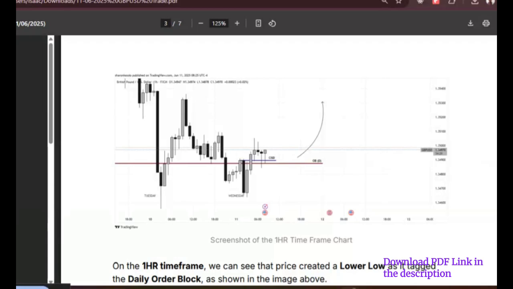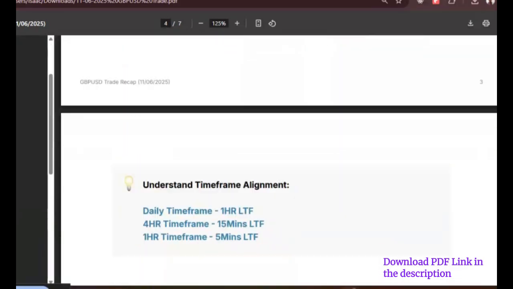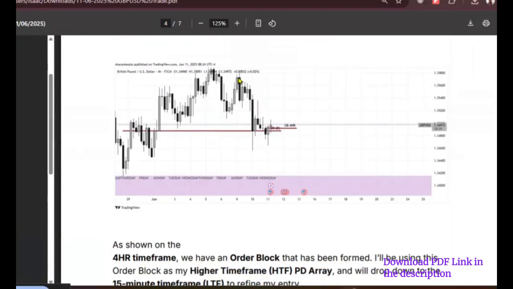So because I've already confirmed that price has respected my higher time frame PDRA and we are ready to reverse, I decided to use the 4 hour now to look for any PDRA in line with my bias, which means I'm looking for any bullish PDRA where price is at the moment. And if you move to the 4 hour time frame, this is what you see.